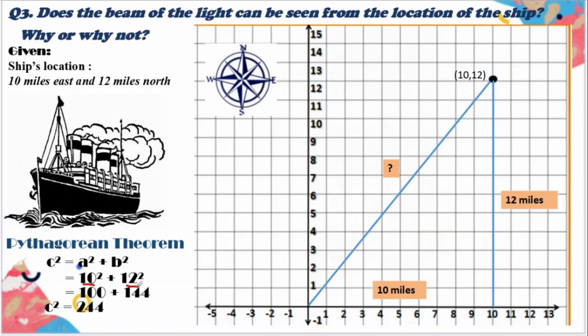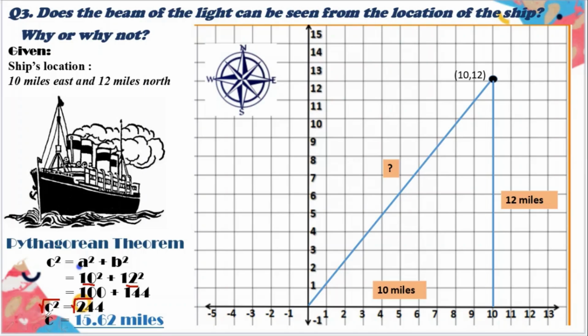Again, we need to find the value of C. So we need to find the square root of both sides to determine the value of C. So square root of C square is C. And again, using the calculator, the square root of 244 is approximately 15.62 miles. Now, again, the question is, can the beam of the light be seen from the location of the ship?